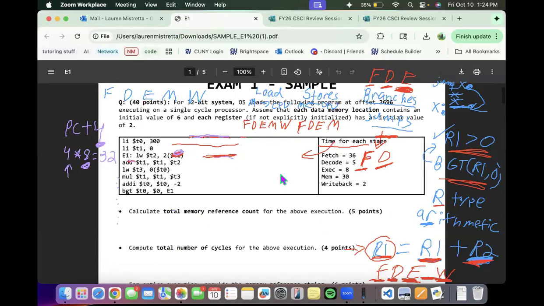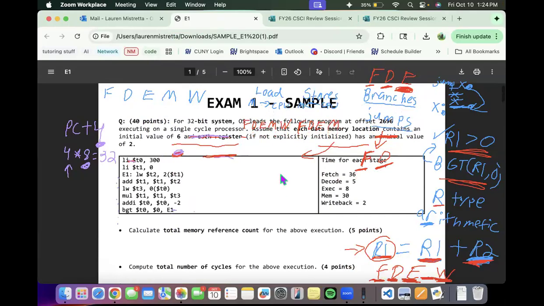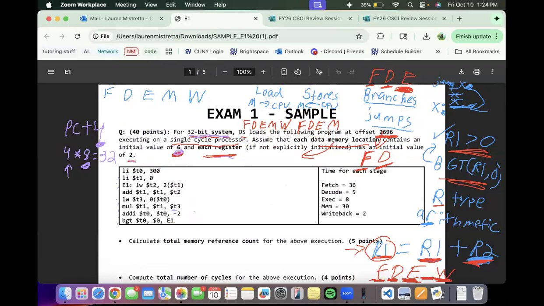Okay, let's start out with the first two questions over here. First, calculate the total memory reference count for the above execution.